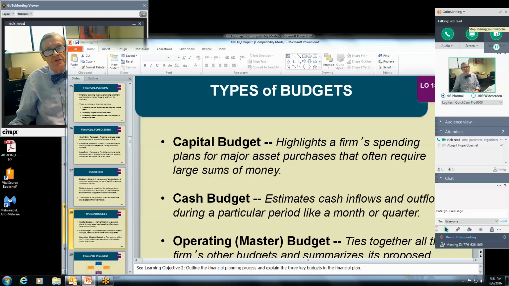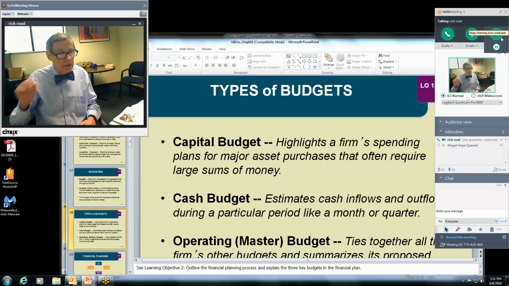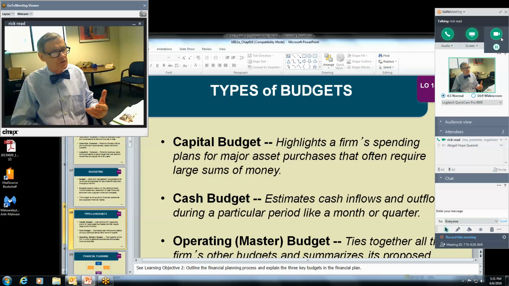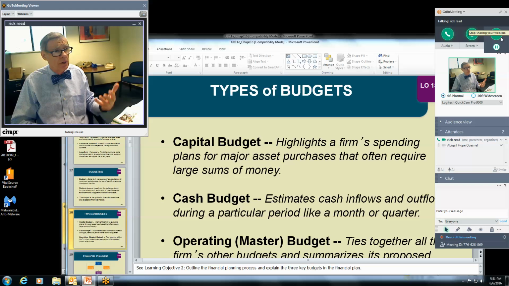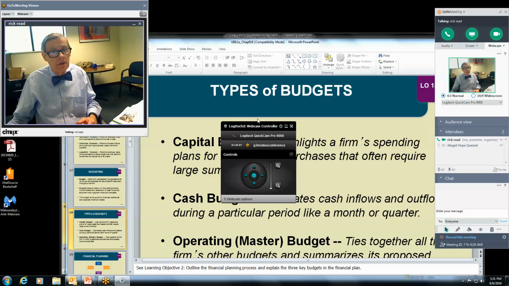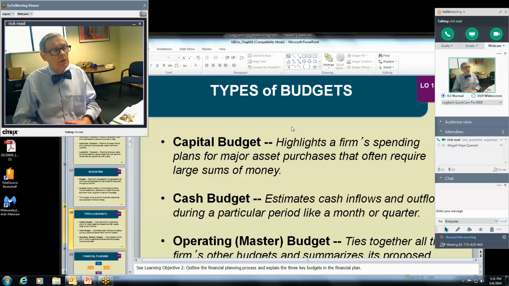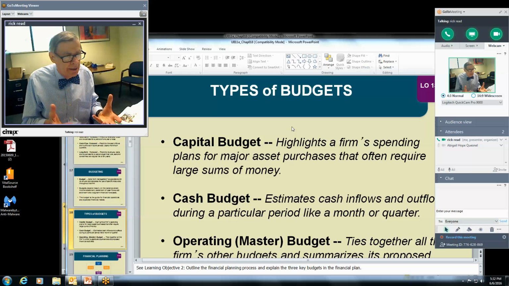Okay, we have three budgets, normally speaking. The capital budget, the cash budget, and the operating or master budget. Capital highlights our spending for major purchases. That would be for equipment and things of that nature, perhaps buying a new building or purchasing land or something of that nature. Cash budget is exactly what it says, telling us what we think is going to come in and what's going to go out in a particular period. Notice it not only talks about a month or a quarter. And the operating or master budget ties all the other budgets together, and it summarizes its proposed financial activities.